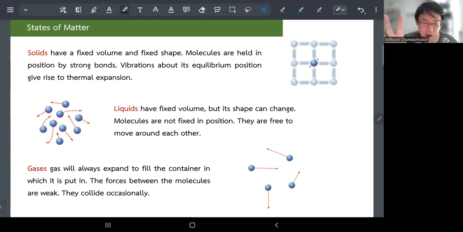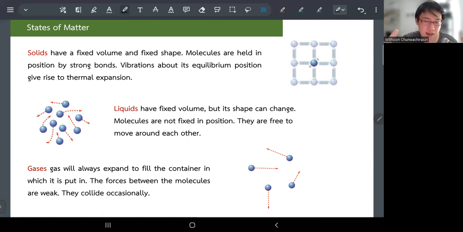Liquid is kind of tough because its shape can change, depending on its container. The molecules can move around without any fixed position, but in terms of volume, it doesn't change much. It might change more than a solid, but it's still not a lot.